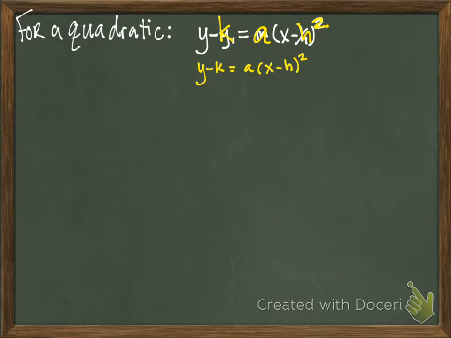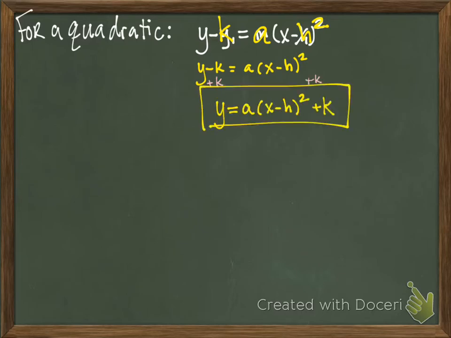So this looks almost exactly like that equation I had you write down. Now if I add k to both sides, boom, there we go. So that's why the k is positive and the h is negative. You use the opposite value of what's with the x, but you use the actual value of k that's on the outside to move your vertex. So this equation is key. You've got to know that.